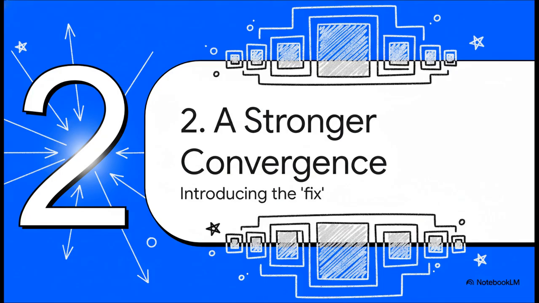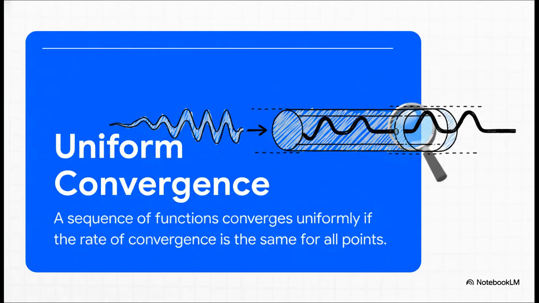We need to get a better handle on this fix, this much stronger kind of convergence. So what is uniform convergence, really? Well, it just means that the speed of convergence is the same across the entire function, and this slide has the perfect way to picture it. Imagine your final target function. Uniform convergence is like being able to draw a tube around it. And as you shrink the radius of that tube, eventually, the entire graph of every later function in the sequence gets trapped completely inside. They all have to fit all at once.